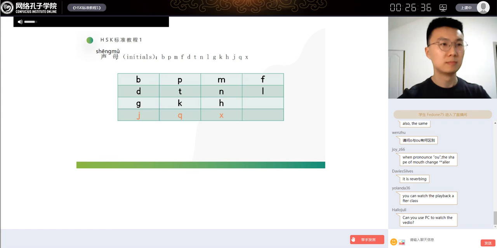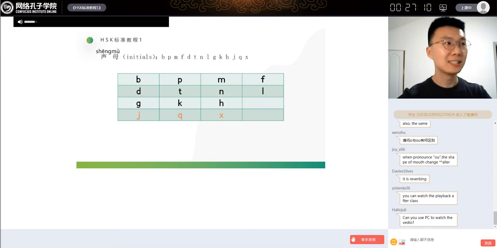声母一 Initials 1. 波 bo, 坡 po, 摸 mo, 夫 fo, 的 de, 特 te, 呢 ne, 了 le, 歌 ge, 科 ke, 和 he, 鸡 ji, 七 qi, 西 xi.